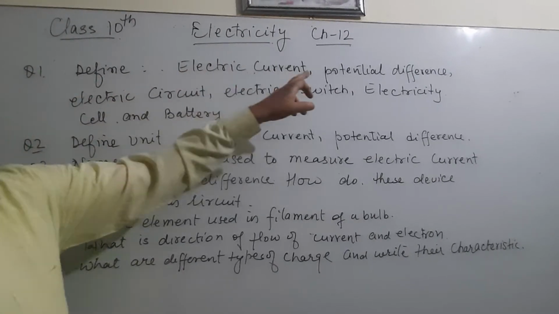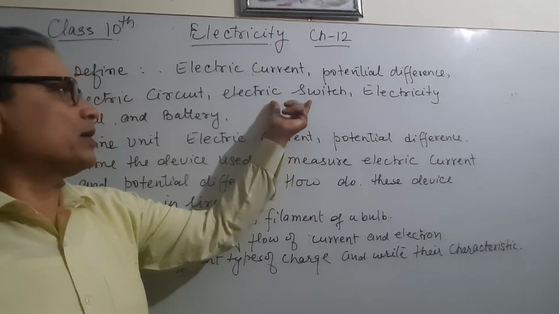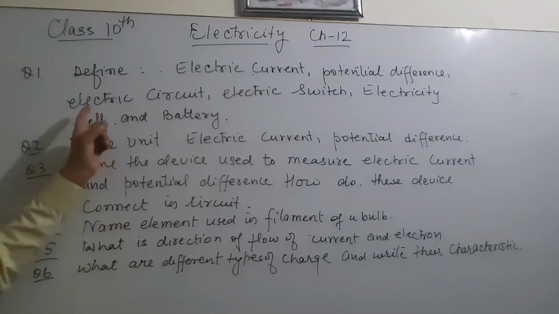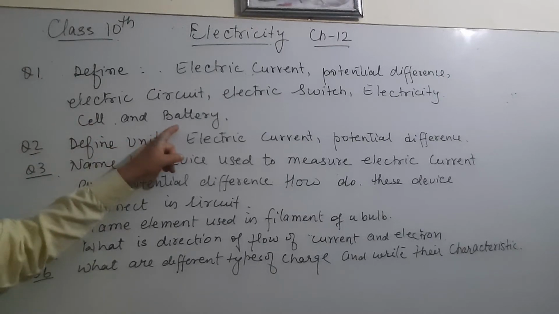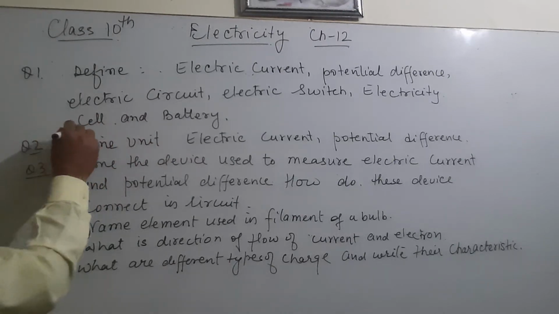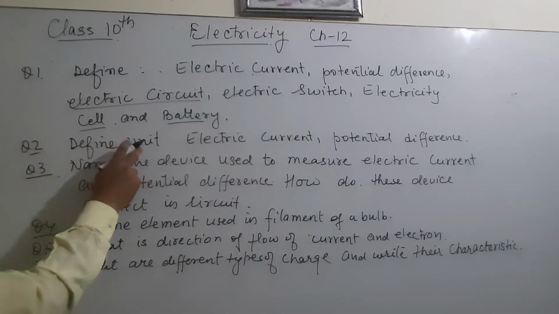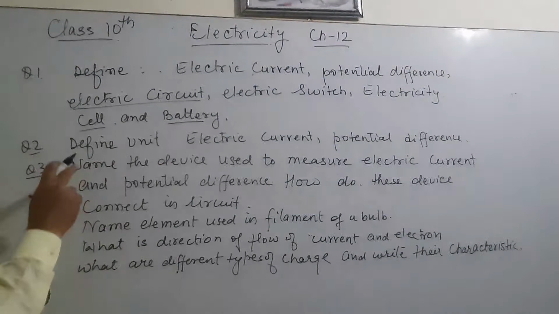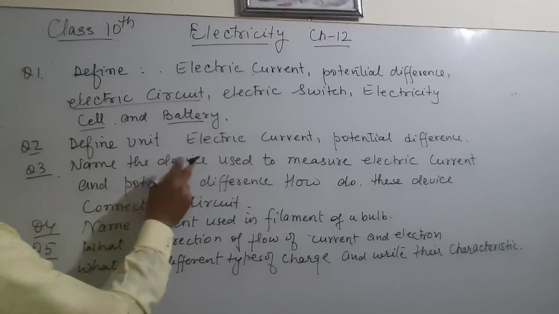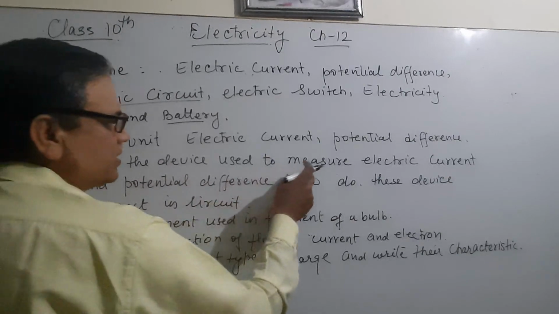First, define electric current, potential difference, electric circuit, electric switch, electricity. Define electric switch also, with the symbol. And you have to define cell and battery and draw their symbols also. You have to draw the circuit, and when we draw the circuit, you have to show the direction of current. Define the unit of electric current and potential difference. Third, name the device which is used to measure the electric current and the potential difference.